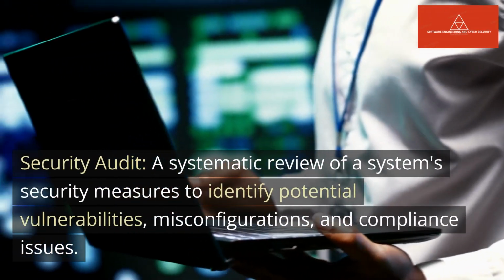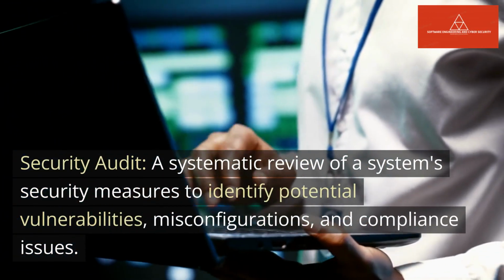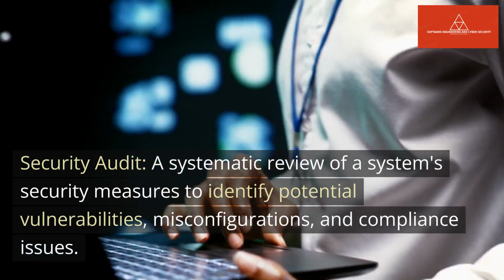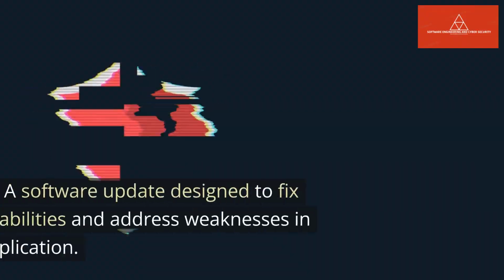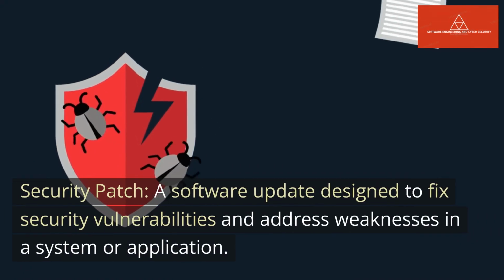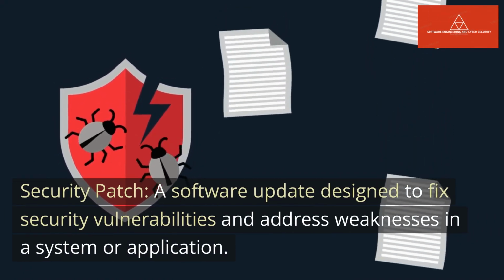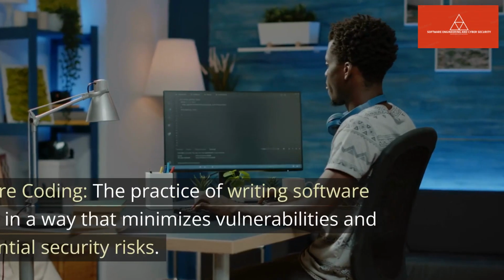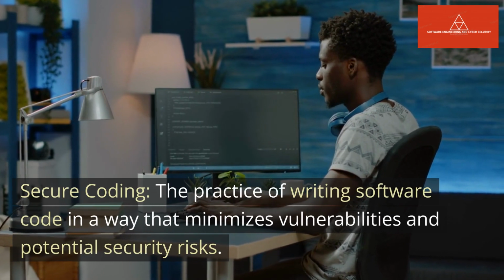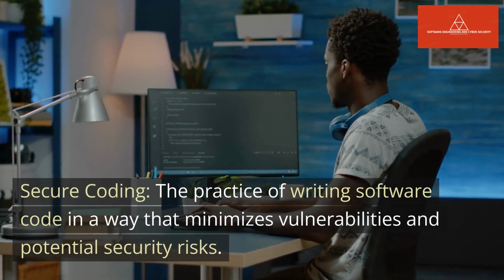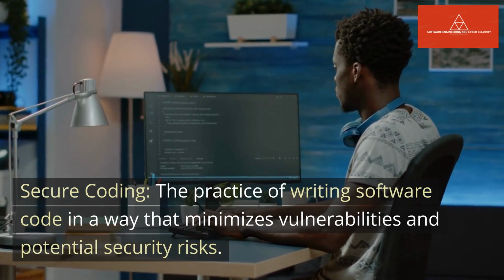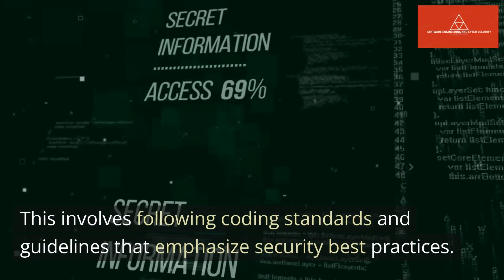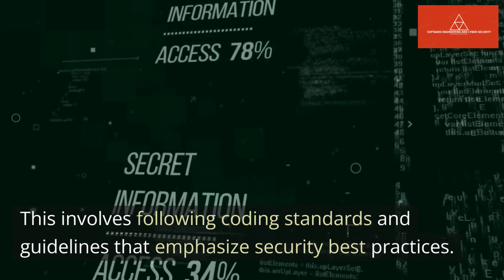Security audit. A systematic review of a system's security measures to identify potential vulnerabilities, misconfigurations, and compliance issues. Security patch. A software update designed to fix security vulnerabilities and address weaknesses in a system or application. Secure coding. The practice of writing software code in a way that minimizes vulnerabilities and potential security risks. This involves following coding standards and guidelines that emphasize security best practices.